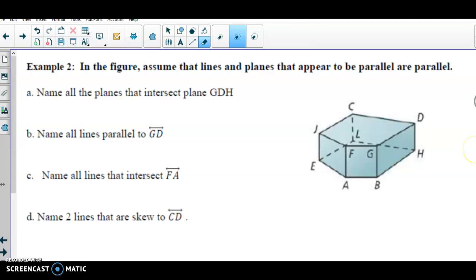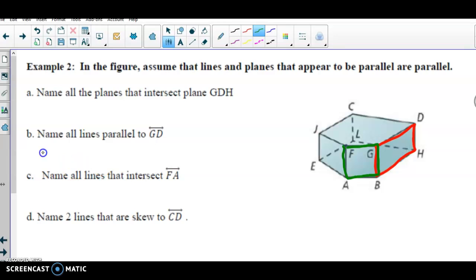Next one. In the figure, assume that the lines and planes that appear to be parallel are parallel. Name all the planes that intersect GDH. Okay, so we need to highlight that. Here is GDH, but remember the plane includes all of the points on that side. Okay, so what planes intersect it? So what touches it? Well, this one does right here, that side.